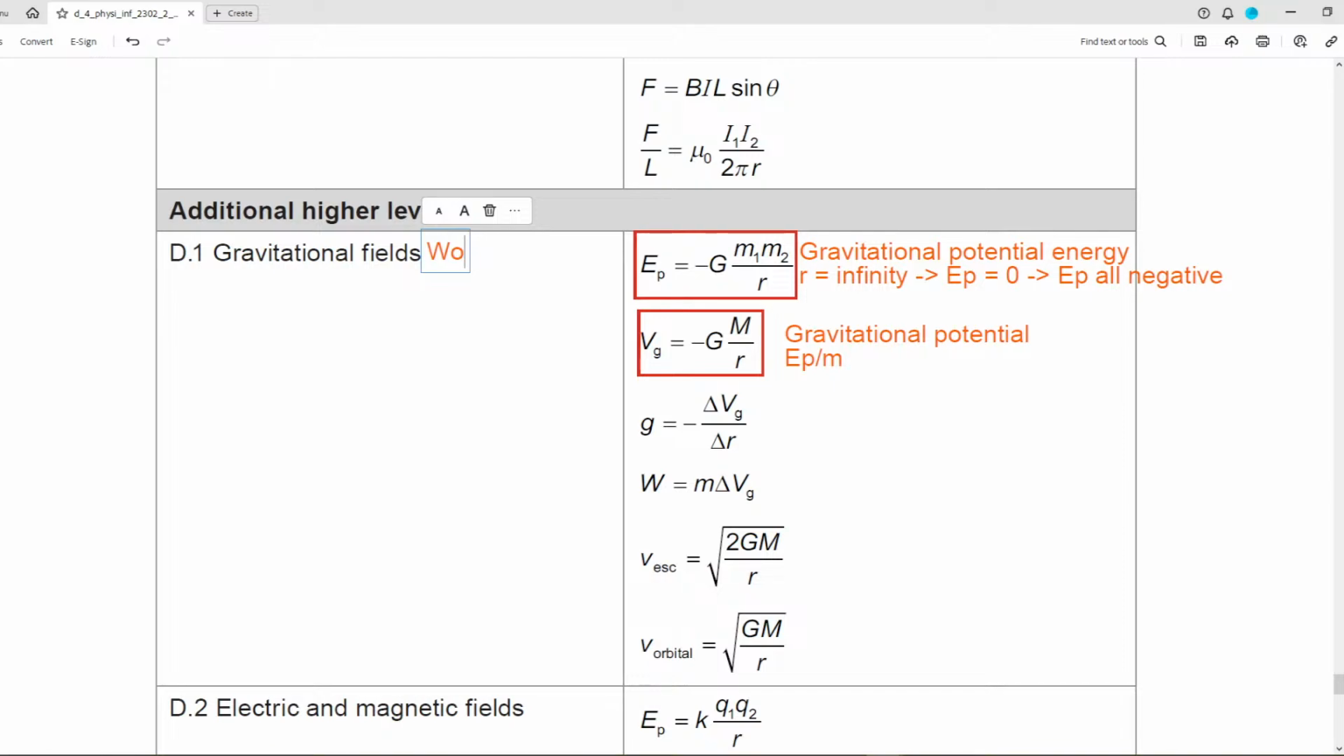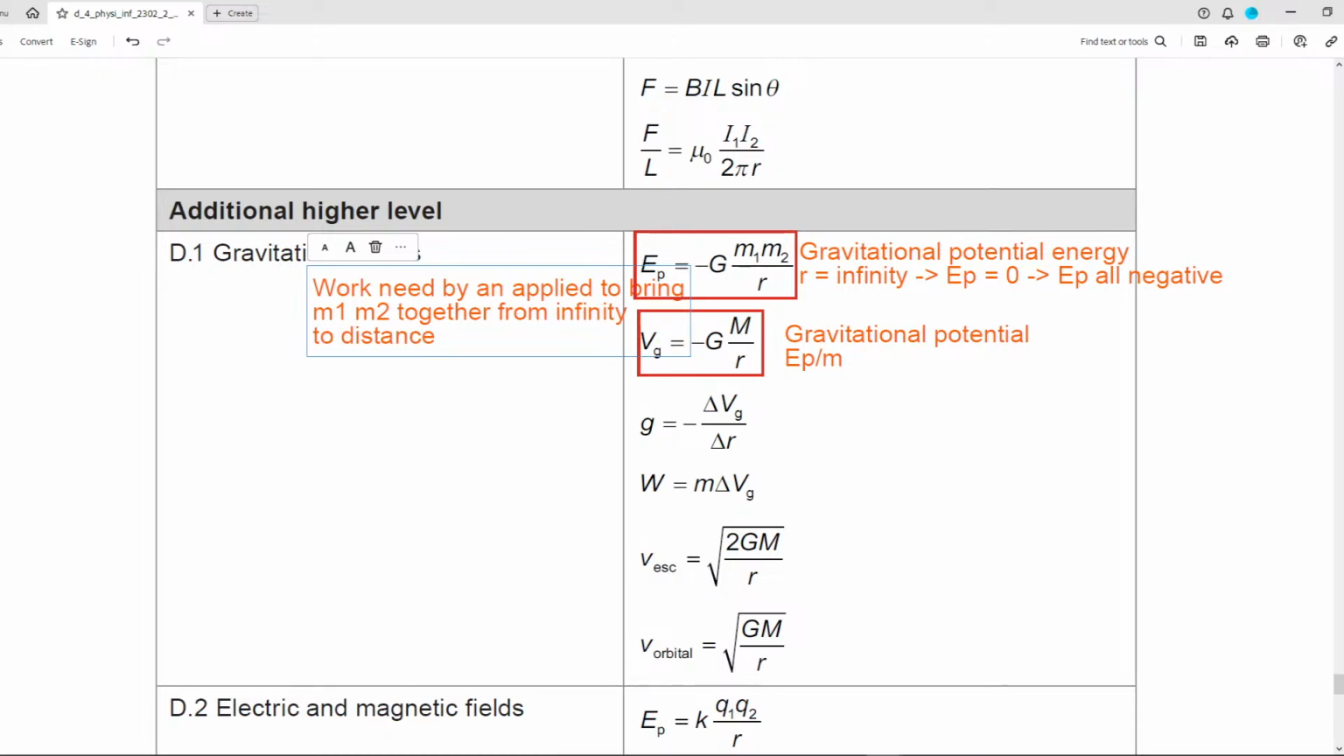Mainly because the object wants to fall towards Earth. In order to hold it, to bring it to a specific location, we have to slow it down by applying a negative force, if you want. You have to do negative work. That's why it's negative. So you can interpret it as the work needed by an applied force to bring M1 and M2 together from infinity to distance r.